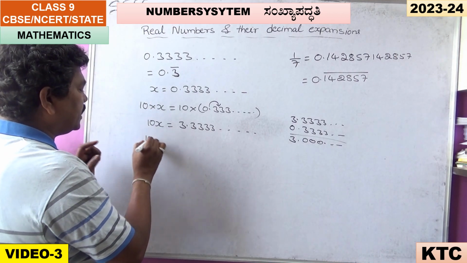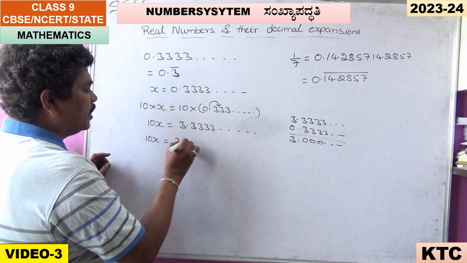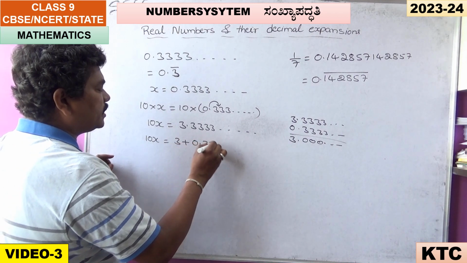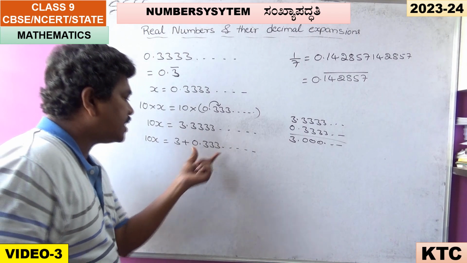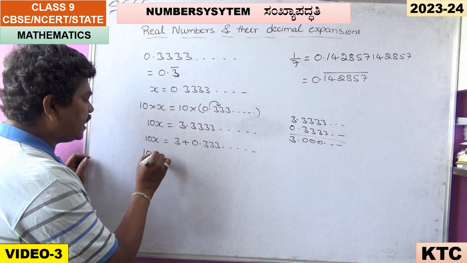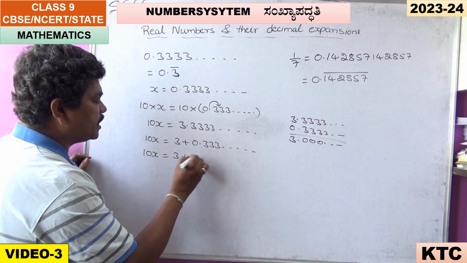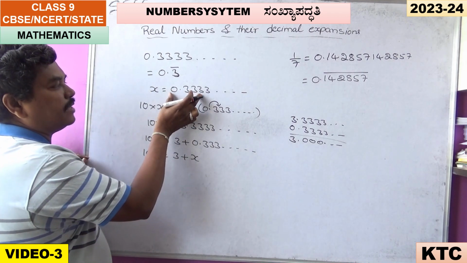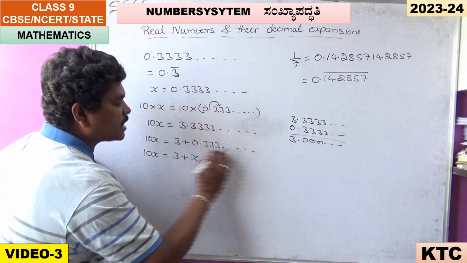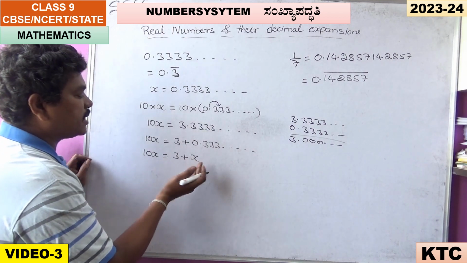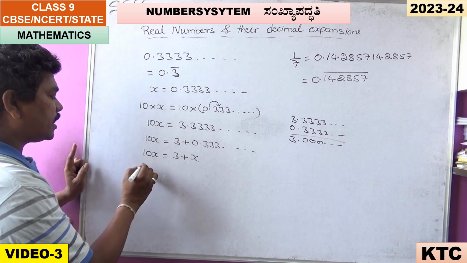Therefore we write this as 10x is equal to 3 plus 0.3333 and so on. So now we put this as x. So 10x is equal to 3 plus x, because we have to split this so that x appears. So now we have to transfer x to the left hand side.